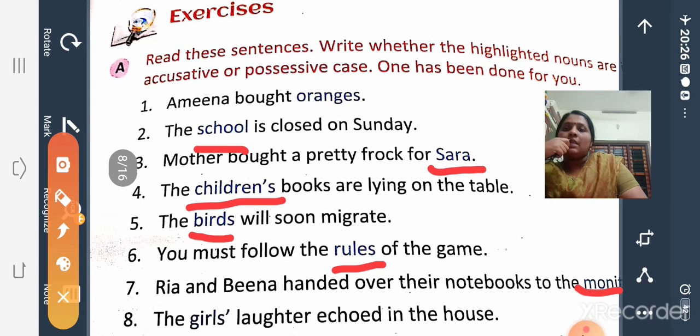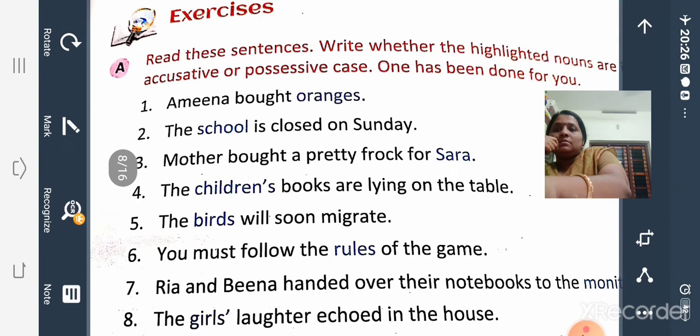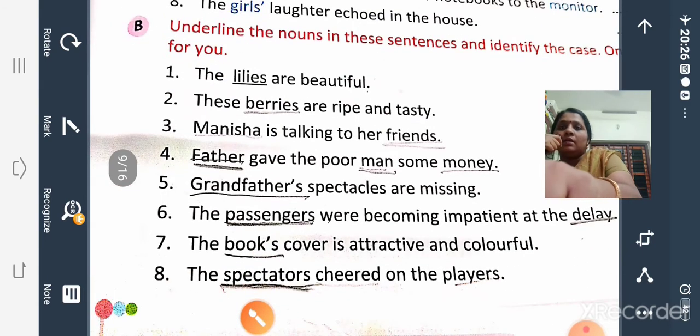The girls' laughter echoed in the house. Girls has an apostrophe here. So girls is in possessive case. Okay, then next is: underline the nouns in these sentences and identify the cases.